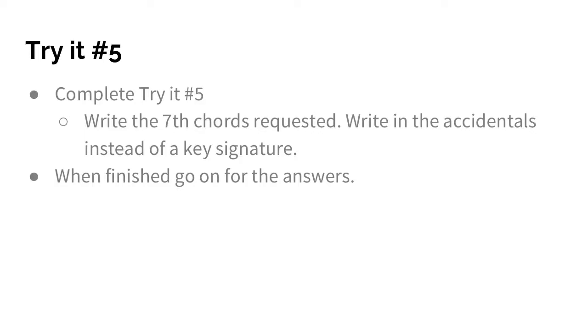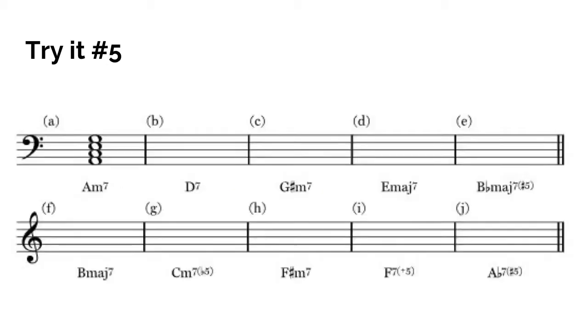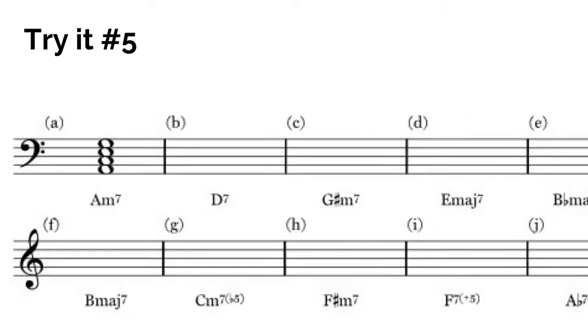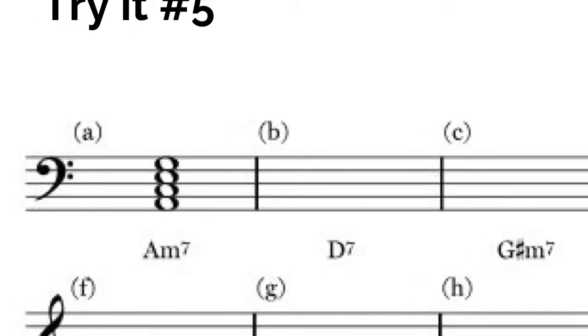All right, complete the triad 5. Write in the 7th chords that are requested, and write in the accidentals instead of the key signatures. When finished, you can go on for the answers. All right, let's create some 7th chords. We have our D7 chord, which is our major minor 7 chord. So D, F sharp, A, and C. That one's pretty easy.